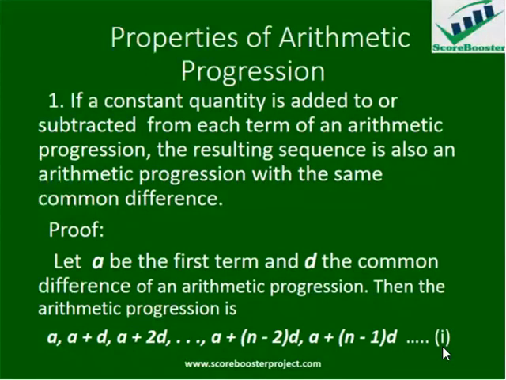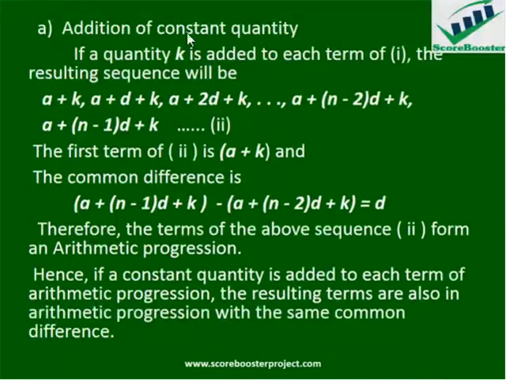So here the proof is divided into two parts. The first part is the addition of a constant quantity, and the second part is the subtraction of a constant quantity from the terms of an arithmetic progression. Now we move to the first part, addition of a constant quantity.